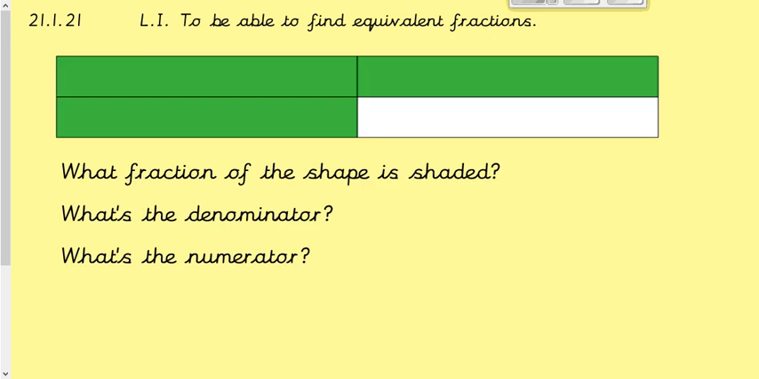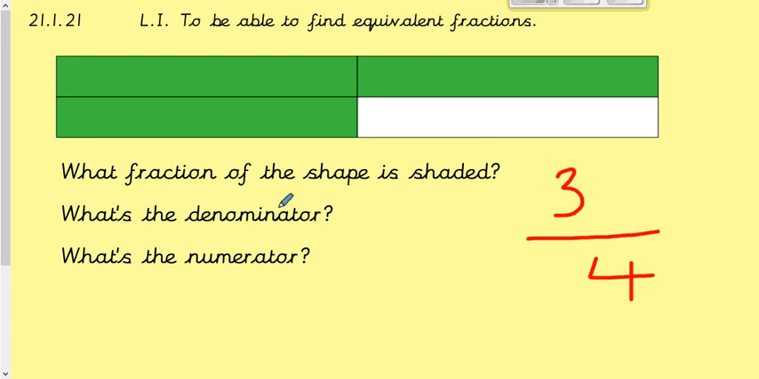Let's have a look at this then. So just to get those brain juices flowing, let's have a look at this. So we have a rectangle which is split into 4 sections, 3 of which are shaded. So what fraction of the shape is shaded? So we have 4 boxes altogether, and then we have 3 shaded. Therefore, the fraction of the shape shaded is 3/4, okay? Because 3 out of the possible 4 boxes are shaded, okay?